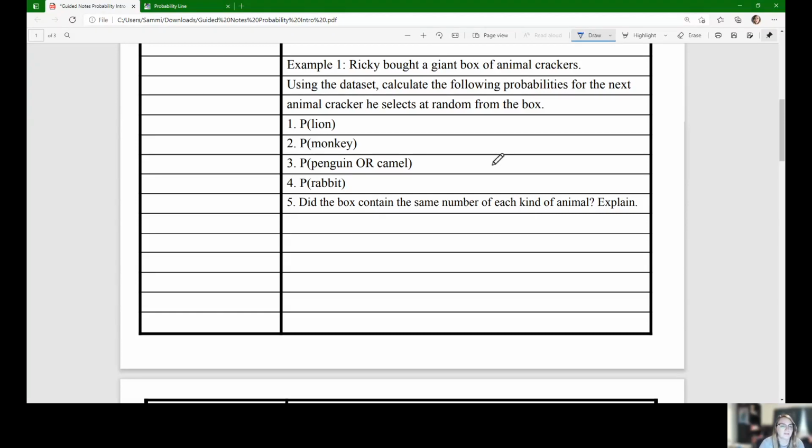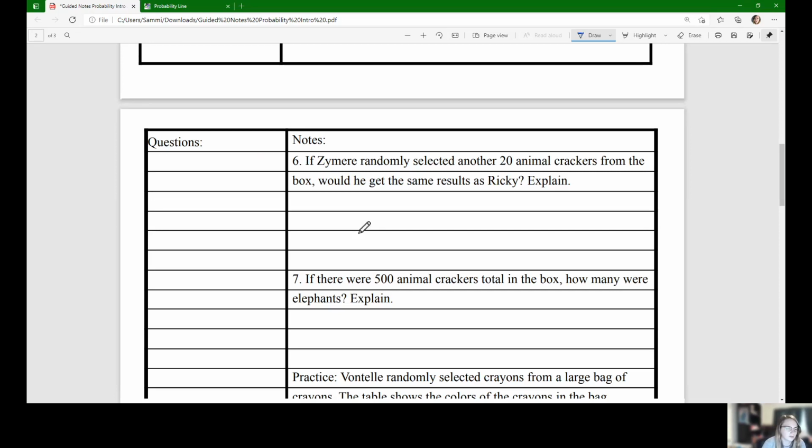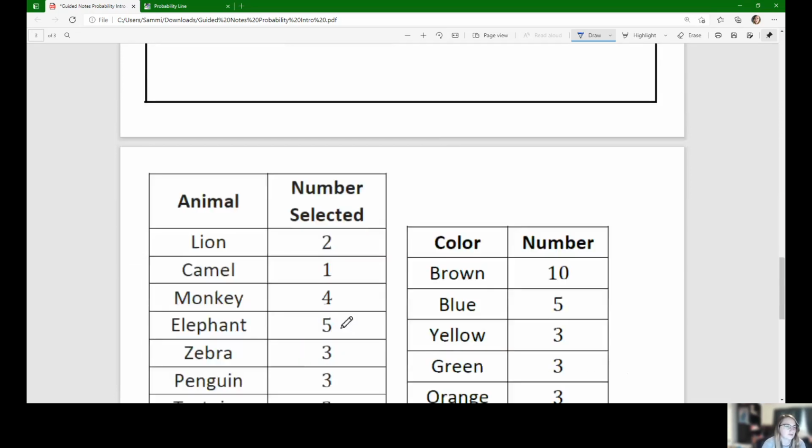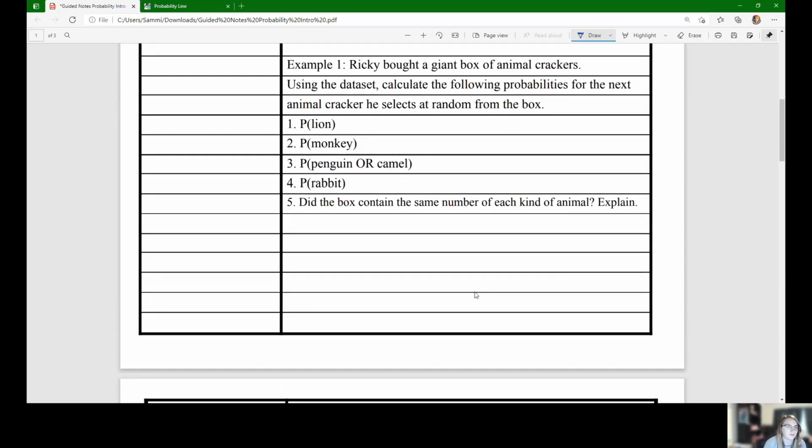So Ricky bought a giant box of animal crackers. Using the data set, calculate the following probabilities for the next animal cracker he selects at random from the box. So the probability of a lion. So actually all at the bottom here I have here. So we know that the total is 20 and there's only 2 lions. So our probability will be 2 out of 20 for the lion. So you can write as a fraction 2 out of 20, which would simplify to be 1/10. Or we could write that as 0.10, or that's 10%.